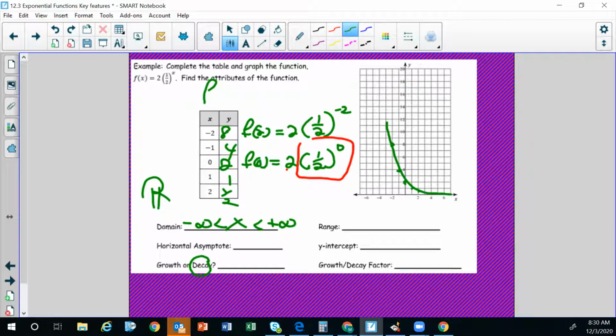All right. So my horizontal asymptote now. Okay, what is my range? Which is y is greater than 0, right? Because the graph never touches 0. What's my y-intercept? Everybody see that, right? When x is 0, y is 2. And what is my growth factor? My decay factor, I should say.